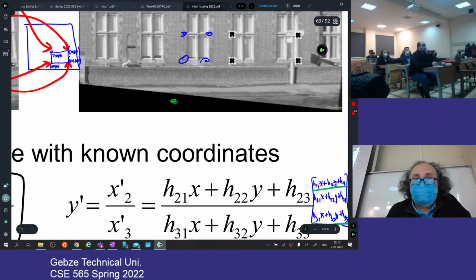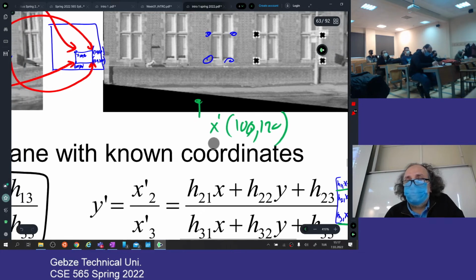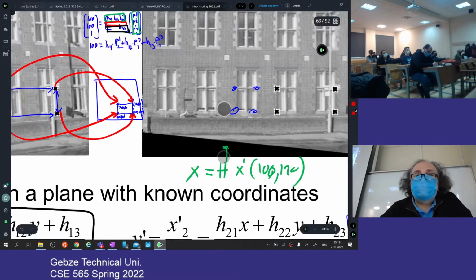Okay, let's look at this one. Here, x prime is, let's say, 100 and 120. To find the corresponding point, this x prime, what do we do? We multiply it with H. It's going to give us 1x, right? How about this one? Let's do this.